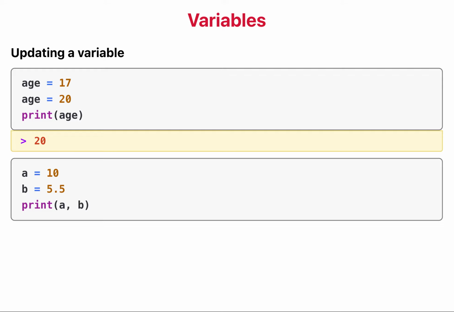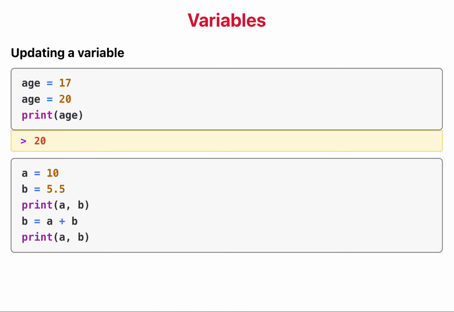This can be further demonstrated using the following example. Here the values of a and b are 10 and 5.5 respectively. Now let's update the value of b to a plus b. We can now see that the final value of b is 15.5. Note that the data types of a and b are different, as a is an integer and b is a floating point number. However, as we can see, an int and a float can still be added together to give a result with float data type.